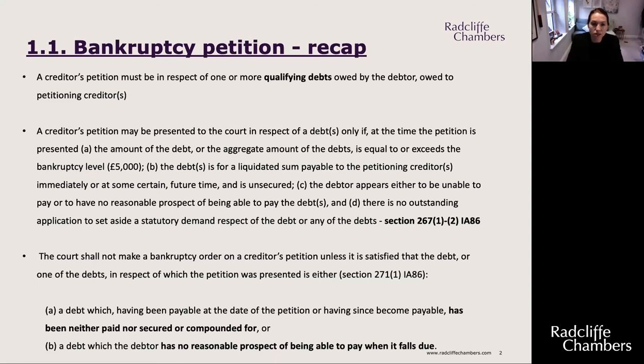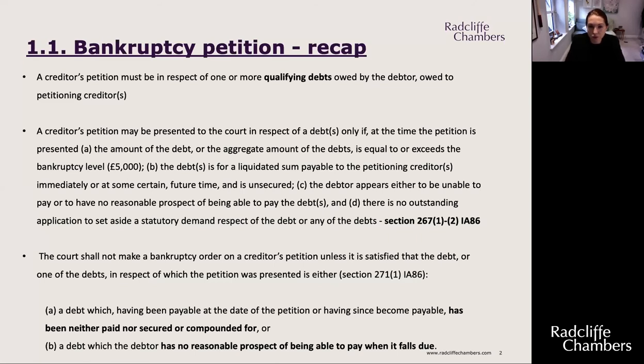We know that the debtor will need to appear to be either unable to pay or have no reasonable prospect of being able to pay. And in bankruptcy proceedings, of course, that means that either we've got a statutory demand and 3 weeks have elapsed since that statutory demand was served and it hasn't been paid, or we have a judgment debt and an execution or other process has been instigated to enforce that debt and the money still hasn't been forthcoming. The final thing we require is that there is no outstanding application to set aside a statutory demand in respect of the debt or debts in issue.